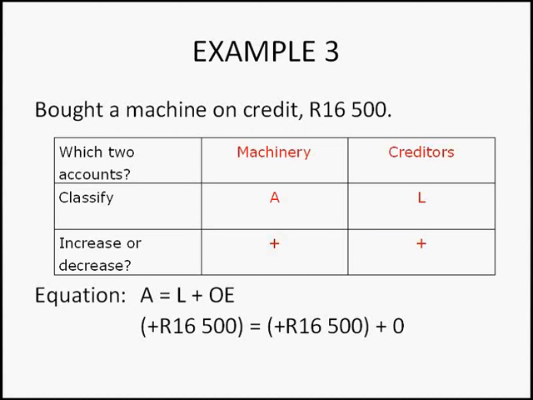On to the next example. Example 4. The transaction is as follows. Paid 700 rand for insurance by cheque. Okay, so the first thing we need to do is to decide which are the two accounts that is involved here.